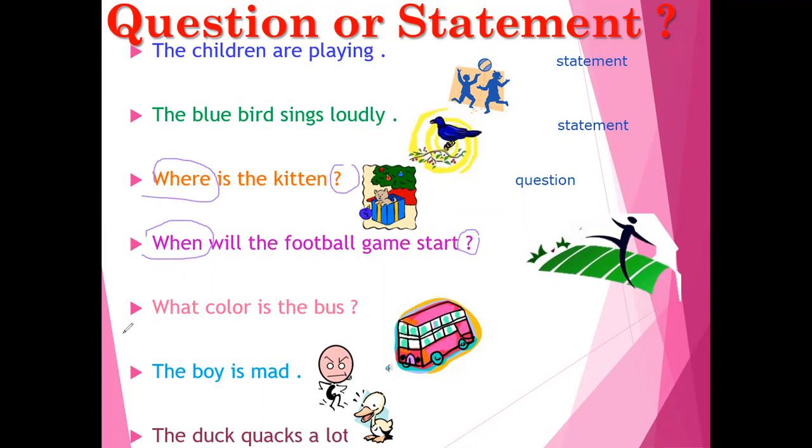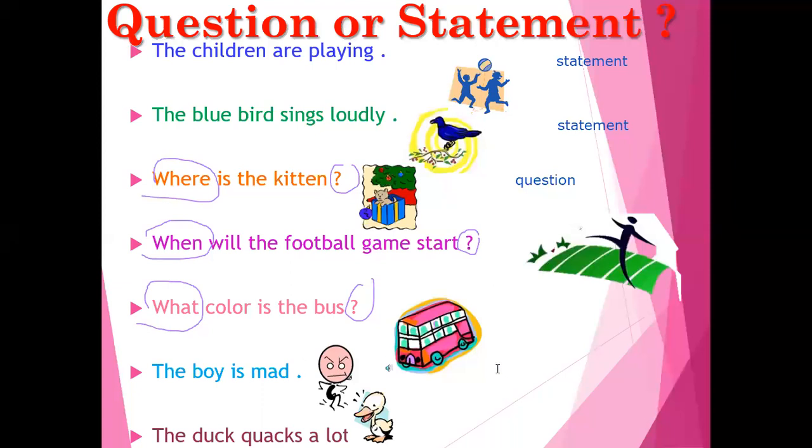What color is the bus? What is a question word, and here we have a question mark, and we can answer it. We can say the bus is red, or it's pink and orange, but here it's pink and orange. The boy is mad. It's a telling sentence. It tells us something about the boy. The boy is mad. So this is a statement.